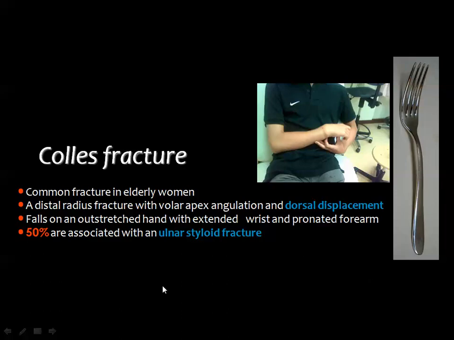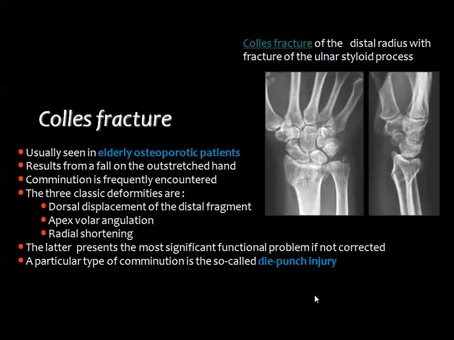The cause in most of the cases is fall on the outstretched hand with extended wrist and a pronated forearm. In about 50% of these Colles fractures, the ulnar styloid process is also fractured. And you see here, this is a fracture of the distal radius and the dorsal displacement of the distal fracture segment. As I have mentioned, it is commonly seen in elderly patients, especially those with osteoporosis, particularly in women.